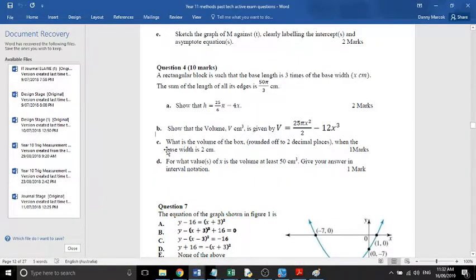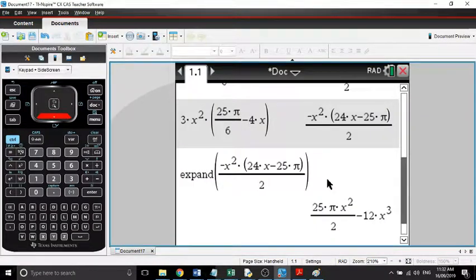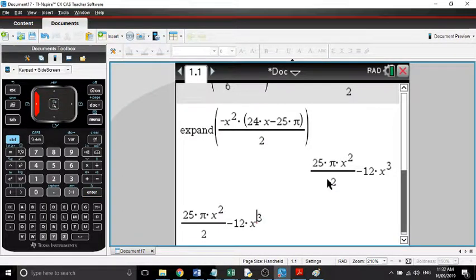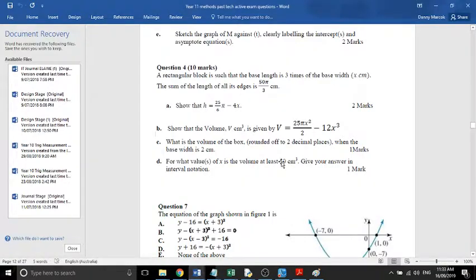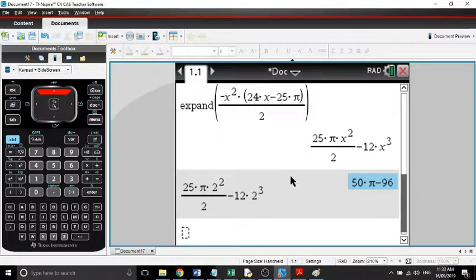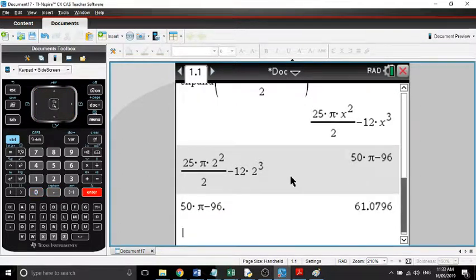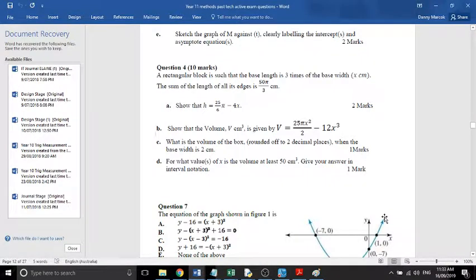Okay, so what is the volume of the box rounded to 2 decimal places when the width is 2 centimeters? So we want to graph it or anything? No. So what we're going to do, we're going to take this, and instead of x, we're going to write 2. The same thing here. Do we want 2 decimal places, decimal in, decimal out, so 61.08 centimeters cubed as a volume.